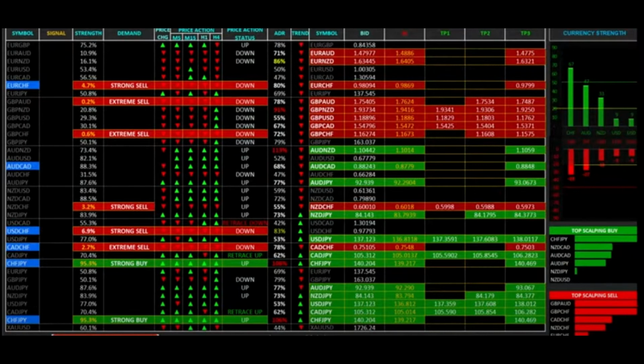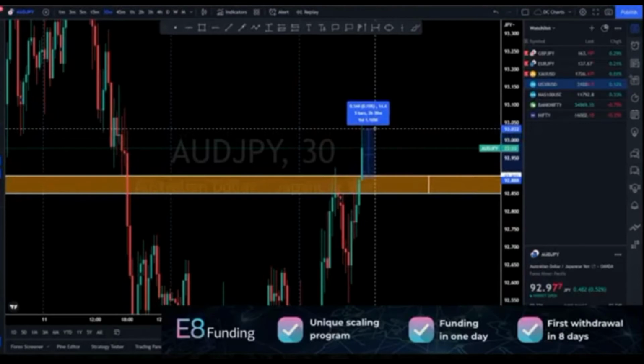CFDs are leverage products, which enable you to open a position for just a fraction of the full value of the trade. Unlike non-leverage products, you don't take ownership of the asset, but take a position on whether you think the market will rise or fall in value. Although leverage products can magnify your profits, they can also magnify losses if the market moves against you.